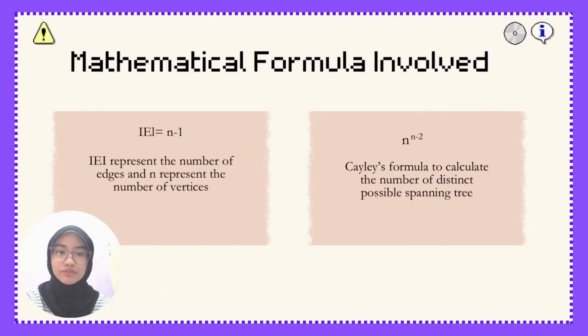The mathematical formula involved is E equals n-1. E represents the number of edges and n represents the number of vertices. The second one is n to the power of n-2. It is Cayley's formula to calculate the number of distinct possible spanning trees.